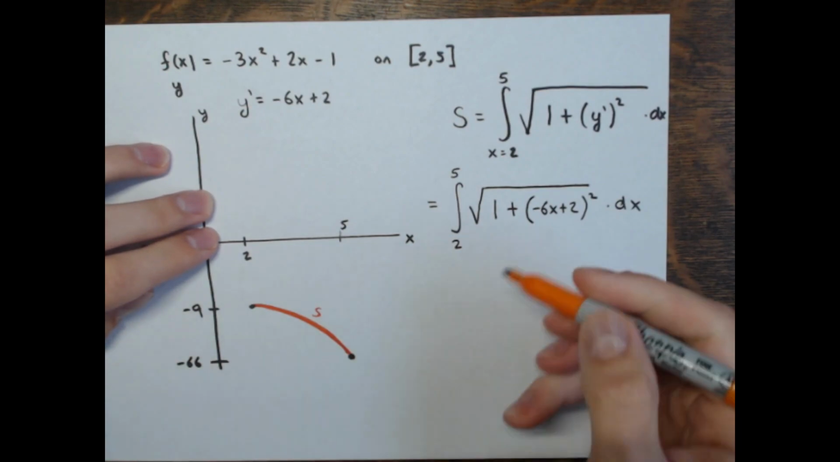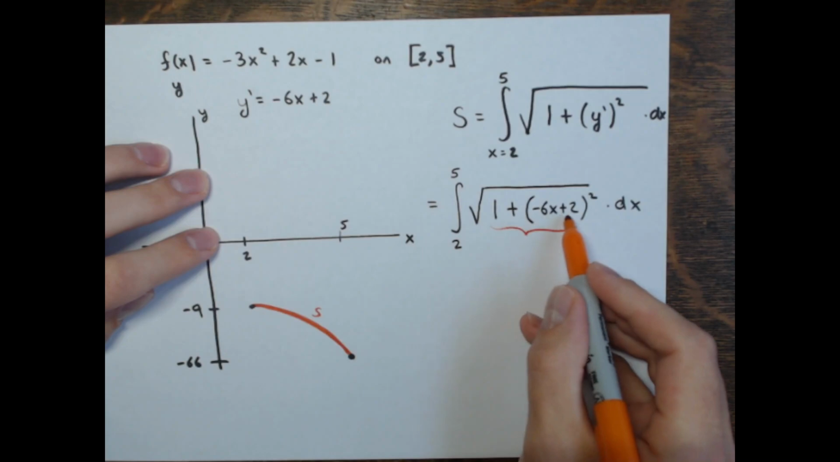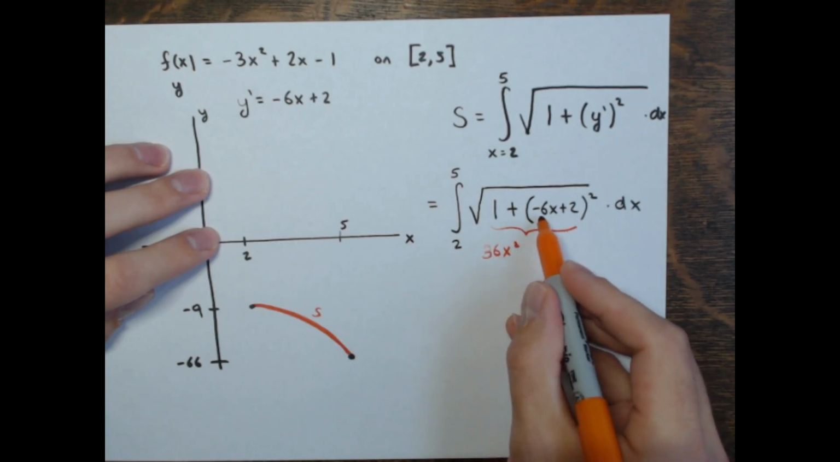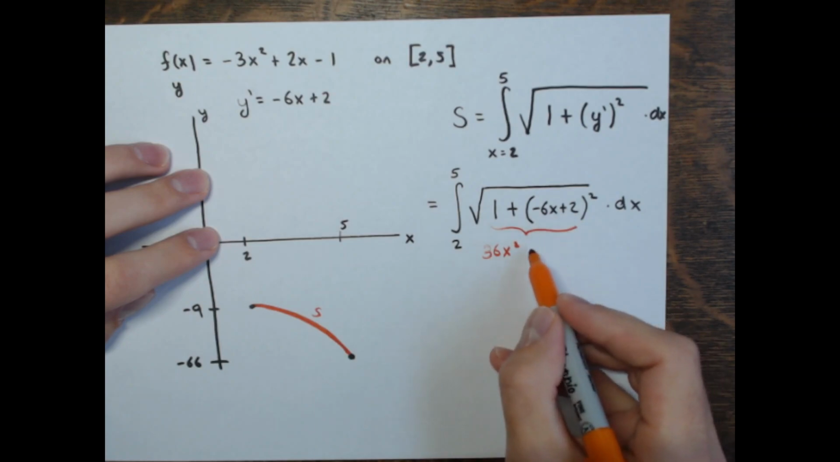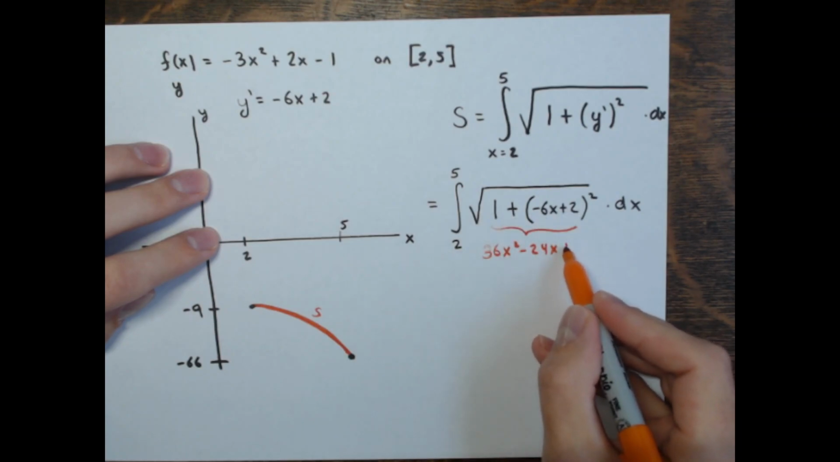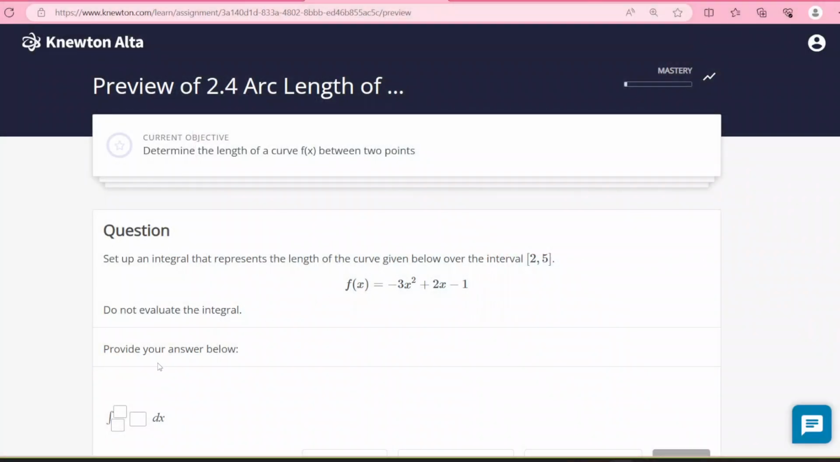But I like to simplify this a little bit here. If I were to square this, you'd have positive 36x squared. Then you'd have negative 12x, but twice, so minus 24x. And then plus 4 plus 1, you got plus 5. So I'm going to type that in the square root. And that's all they want, right?